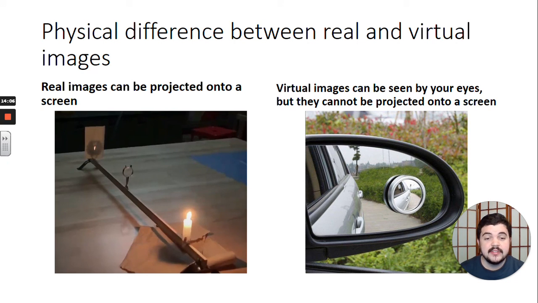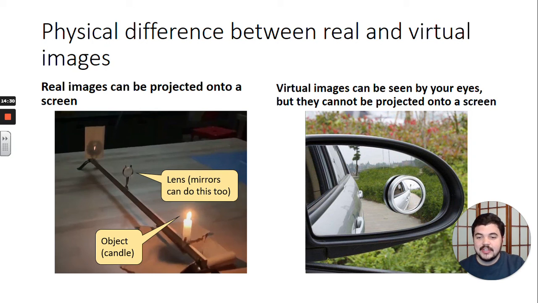Virtual images, such as the ones formed by your side view mirrors on your car, can be seen by your eyes, but you're never going to project that image onto a screen because there is no actual intersection of the light rays. So your brain interprets that there was an intersection behind the mirror, but there isn't actually an intersection.